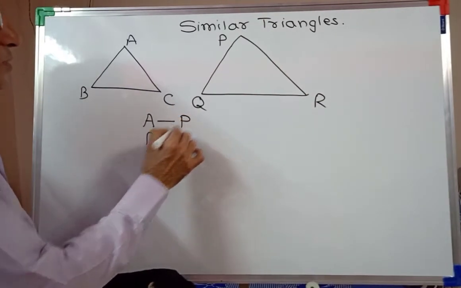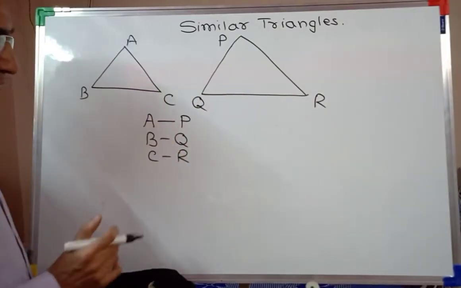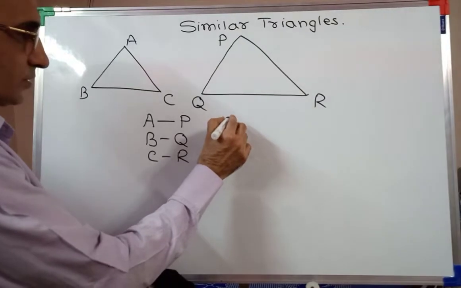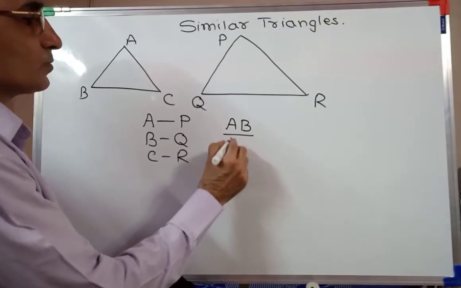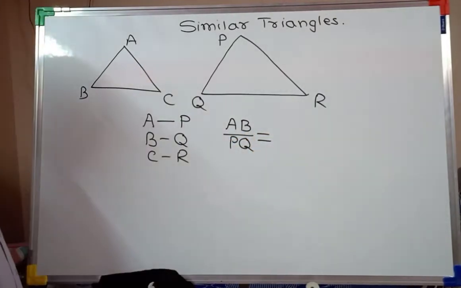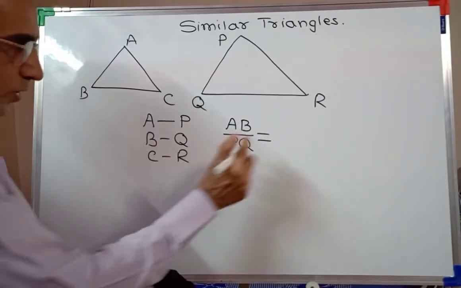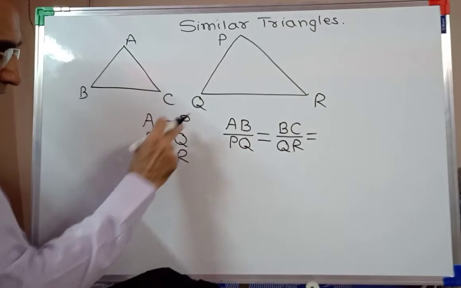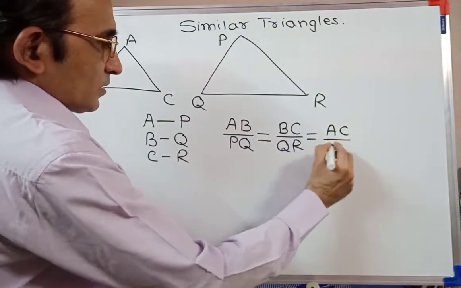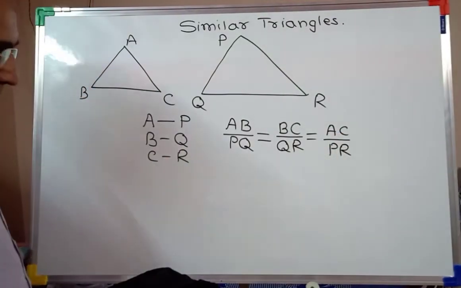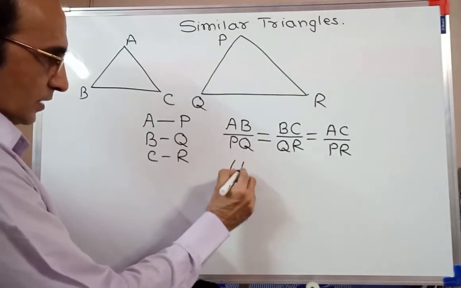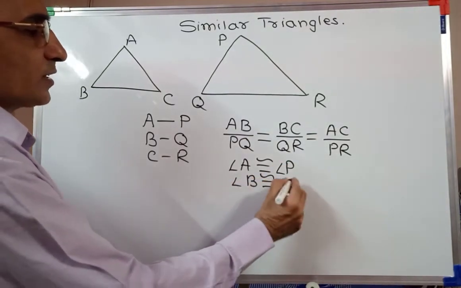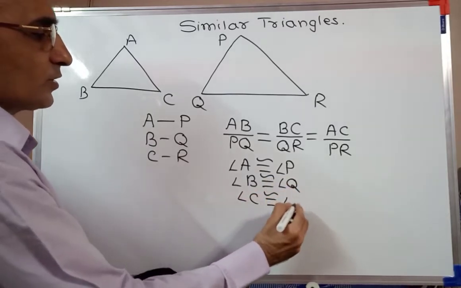For this given 1-1 correspondence between the vertices of these two triangles, if corresponding sides are in proportion, that is AB upon PQ is equal to BC upon QR is equal to AC upon PR, and corresponding angles are congruent: angle A congruent angle P, angle B congruent angle Q, angle C congruent angle R.